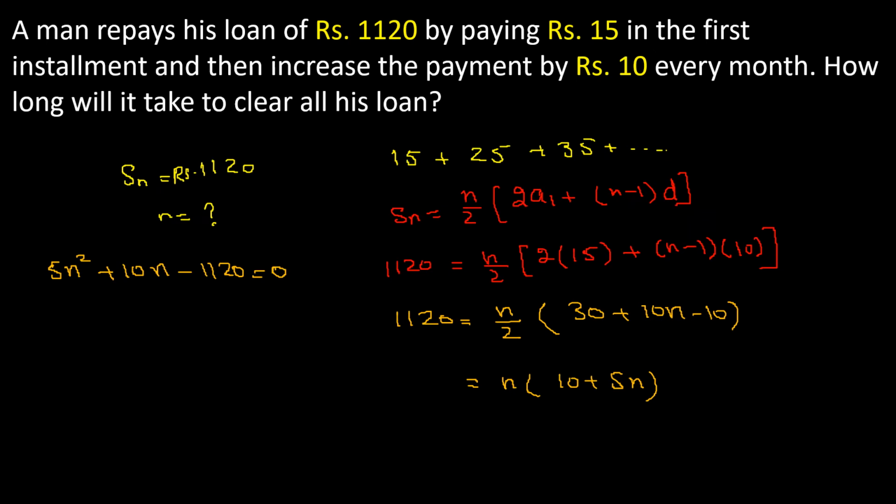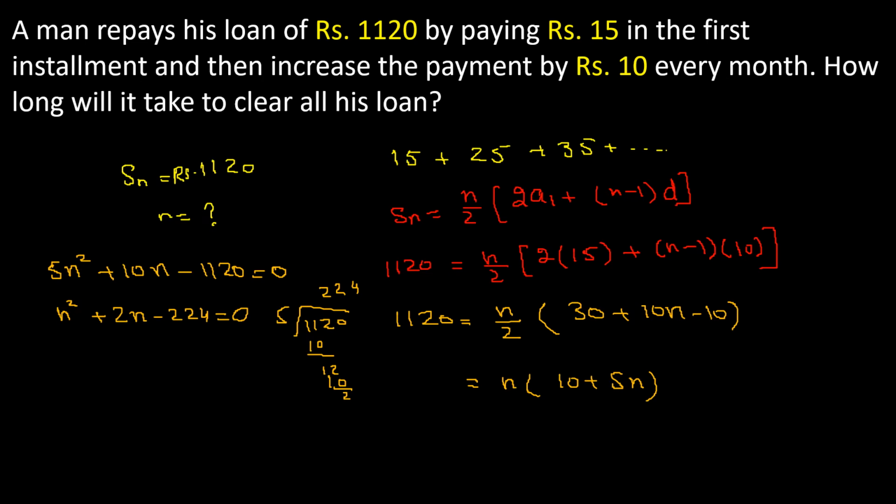Firstly, look that 5 can be taken common, because if you divide 1120 by 5 we get 224. So from here we get n square plus 2n minus 224 equals 0. This is a quadratic equation that we need to solve.